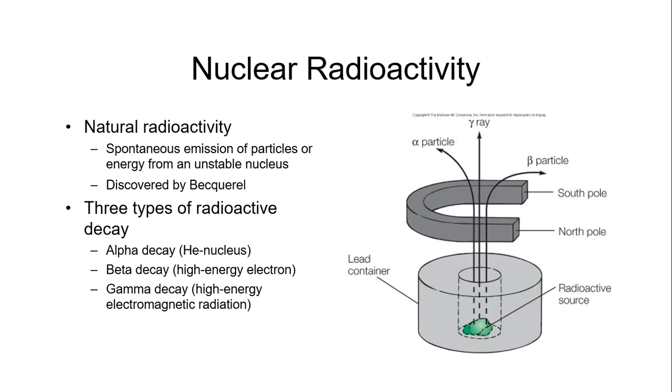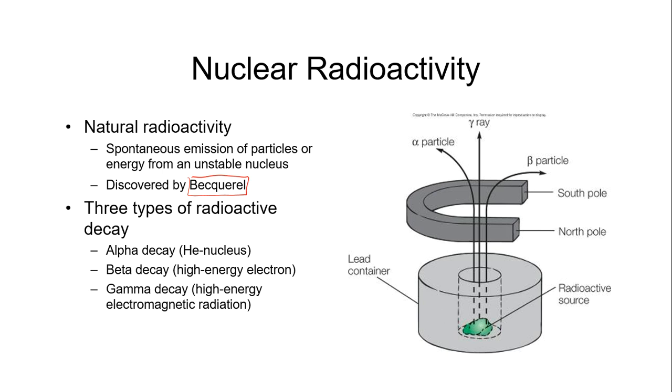Our discussion of nuclear reactions begins with this topic of radioactivity. Now, radioactivity was discovered around the beginning of the 1900s, primarily by this person, Becquerel. But a lot of the more famous studies were done by Pierre and Marie Curie, who have become very famous for their studies on radioactivity. Now, what we mean by radioactivity is that certain nuclei of especially larger atoms spontaneously emit particles or energy from the unstable nucleus.